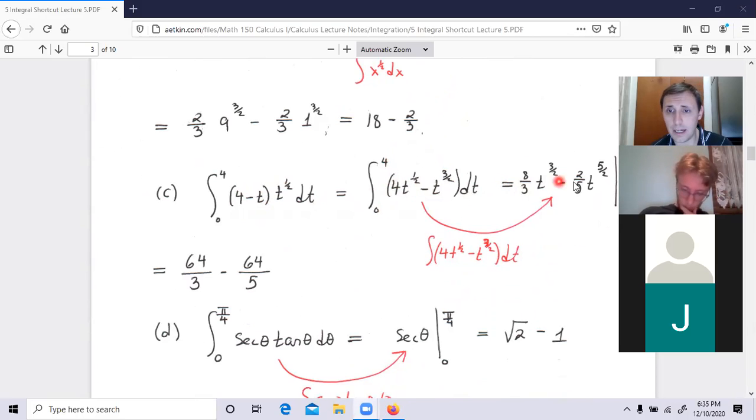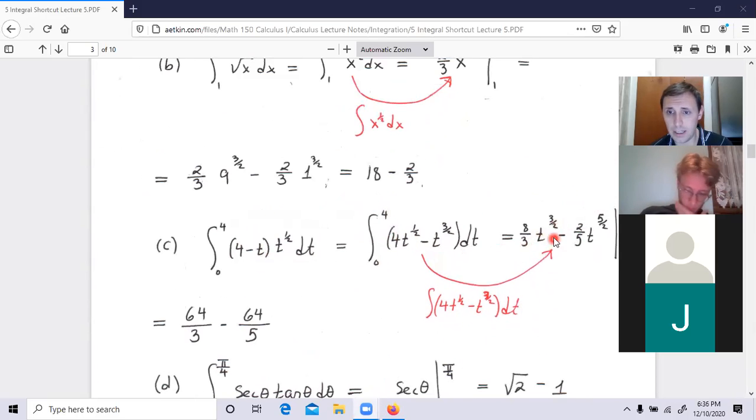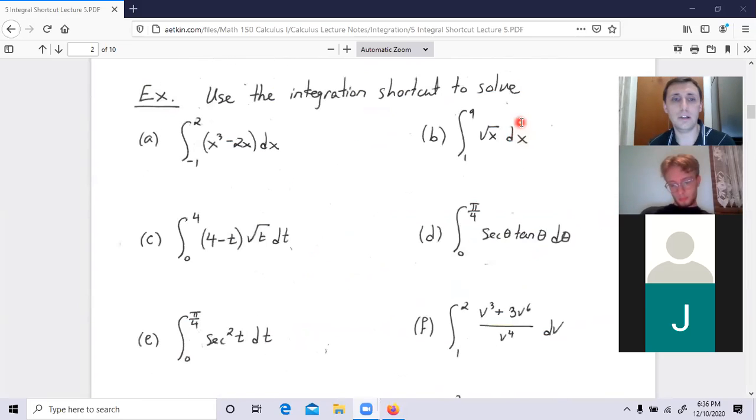I have this expression, and into this expression I plug in 4, and I subtract this expression evaluated at 0. At 0, naturally, it doesn't matter, so only plug in 4. So it ends up being 64 over 3 minus 64 over 5. Good? Yes, Alan, good. Next question, D. You have 1 minute.